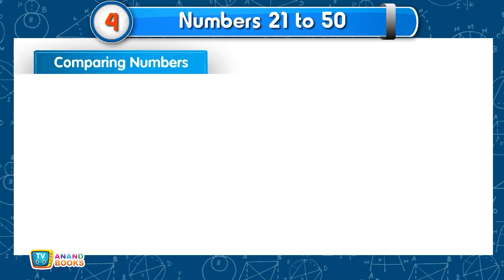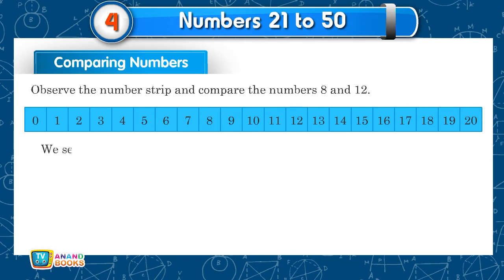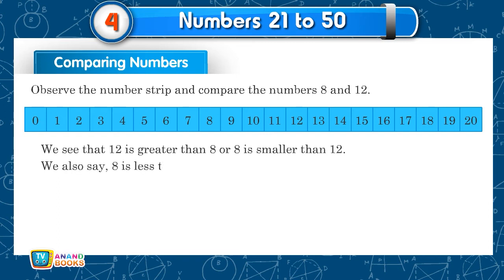Comparing numbers. Observe the number strip and compare the numbers 8 and 12. We see that 12 is greater than 8 or 8 is smaller than 12. We also say 8 is less than 12. In symbolic form, we write 12 is greater than 8 or 8 is less than 12.